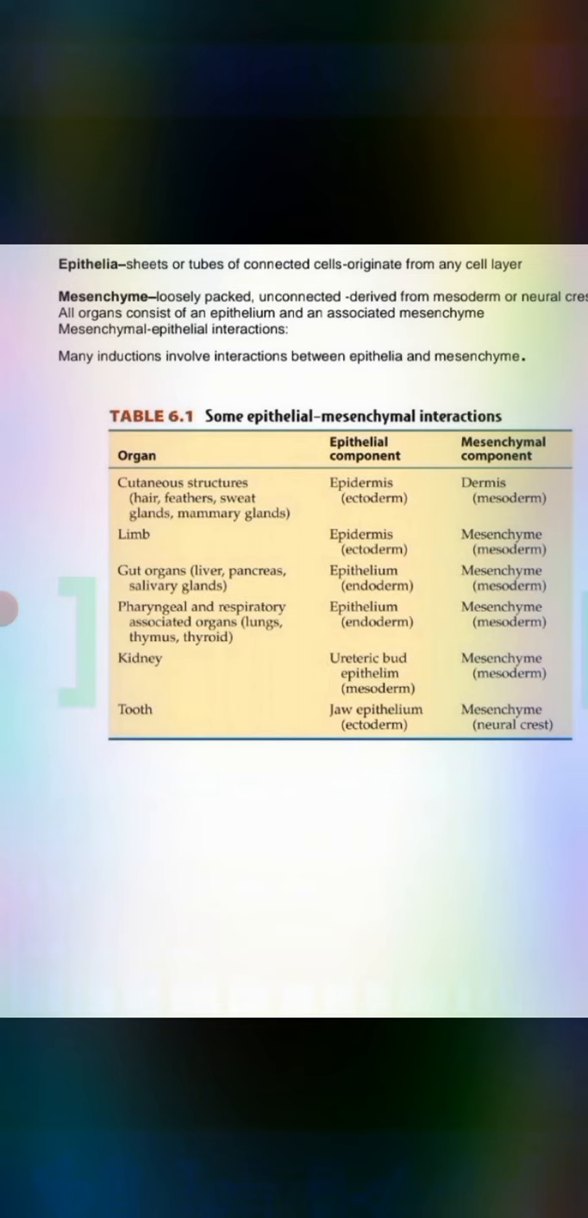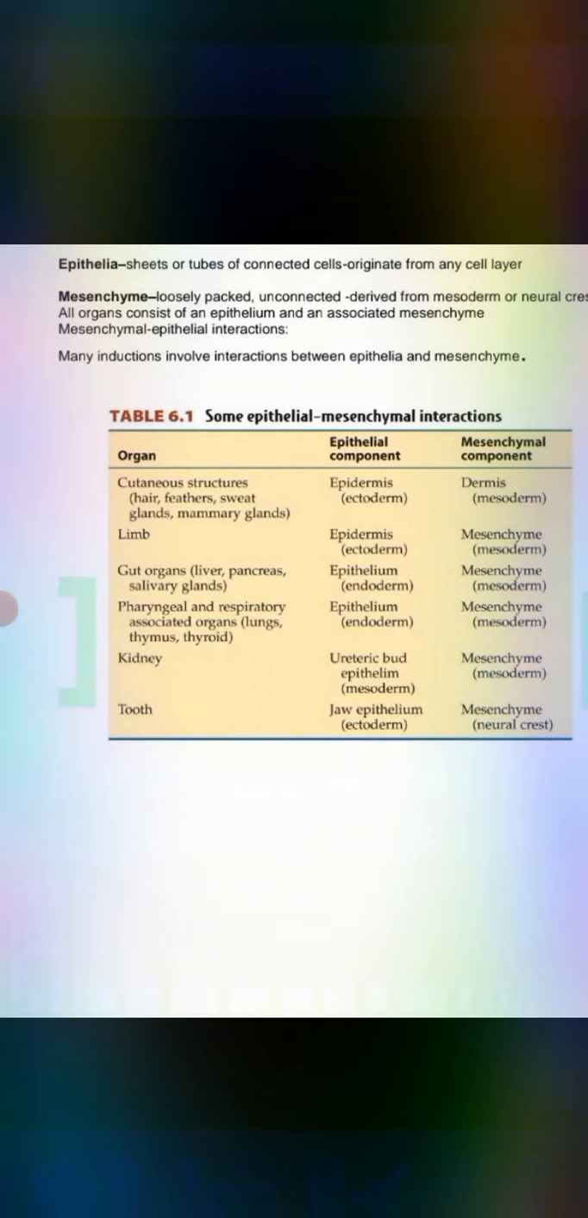Limb is developed by the interaction between epidermis, that is the ectodermal derivative, and mesenchyme, that is the mesodermal derivative. So here the epidermis and mesenchymal interaction makes the formation of the limb. In the case of gut organs, that is liver, pancreas, salivary glands, the interaction between epithelium and mesenchyme is needed. The epithelial component is derived from the endoderm and the mesenchymal component from the mesoderm.